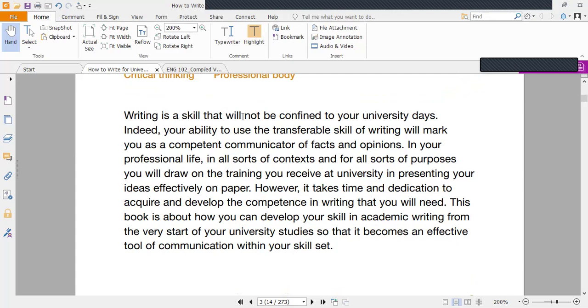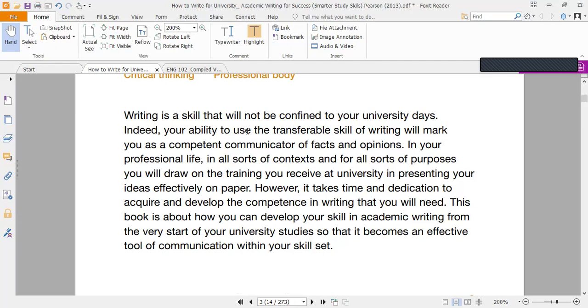Writing is a skill that will not be confined to your university days. When you leave university and you go for a job in the market, and when you are working in any company or in any position, you will need writing skills. You will need to write messages. You will need to write mails. You will need to write reports. You will need to write analysis, lab analysis, various types of writings.